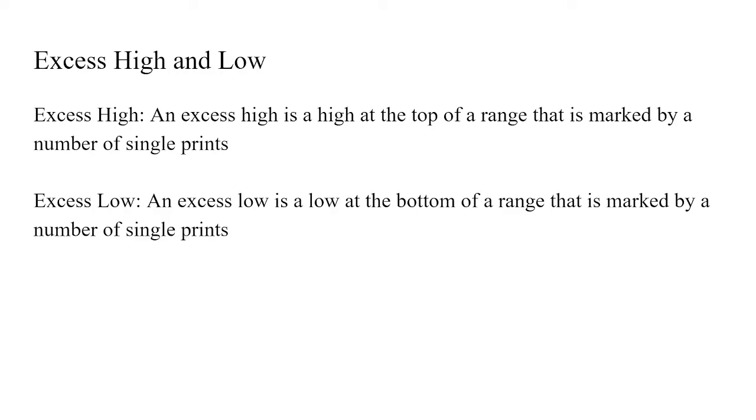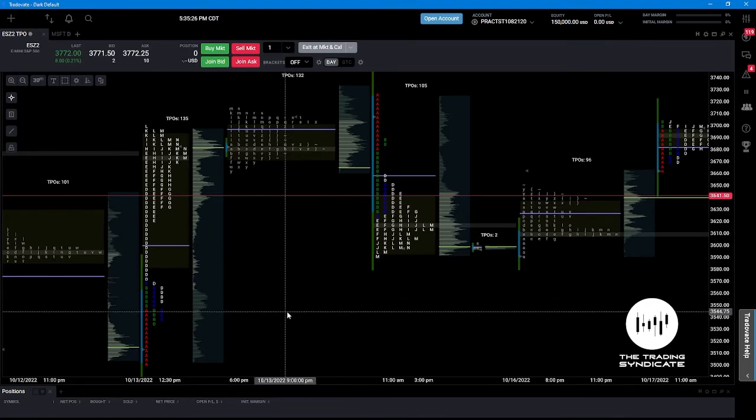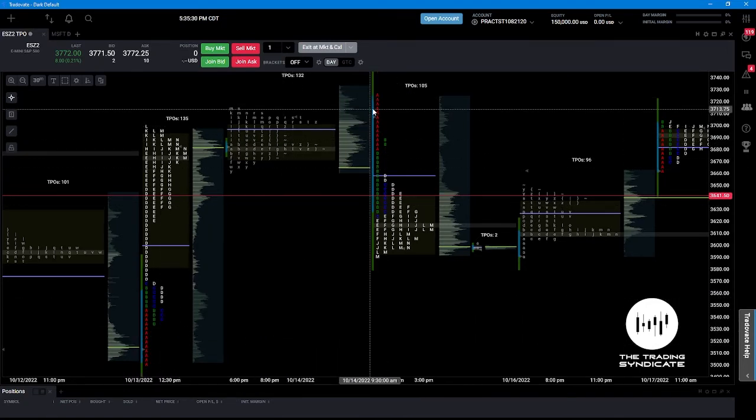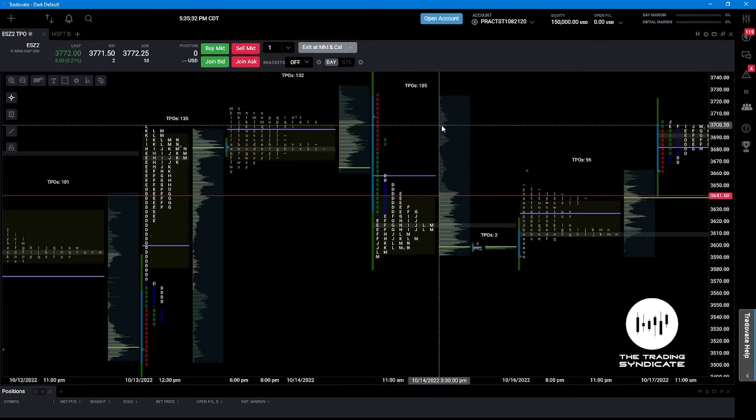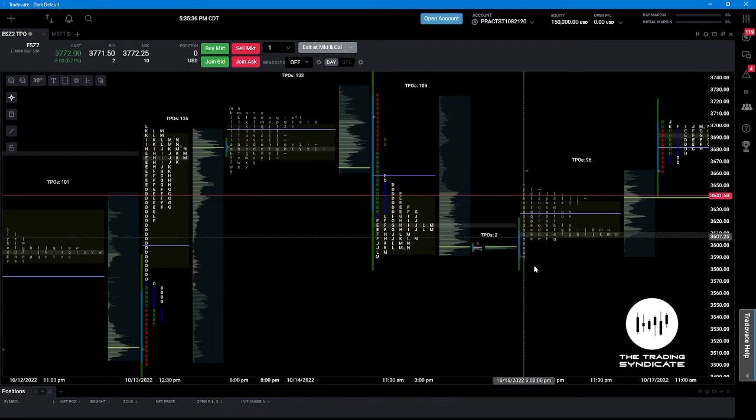Excess high and low. An excess high is a high at the top of a range that is marked by a number of single prints. An excess low is a low at the bottom of a range that is marked by a number of single prints. Here we see an example of an excess low and an excess high on a TPO chart marked by the single prints at the high and low of the range.